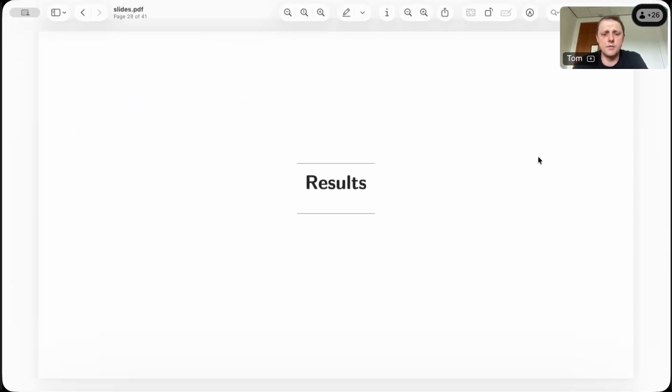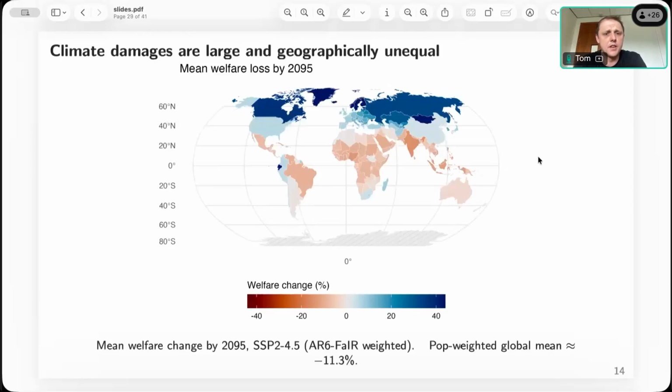Okay, now on to results. So the first thing I'm just going to show you is estimates of the mean impact of climate change on economic welfare by 2095 under an RCP 4.5 scenario. And you can think of this as the difference in welfare between a world in which the climate evolves according to RCP 4.5 versus a world in which the climate is stationary at its current level.